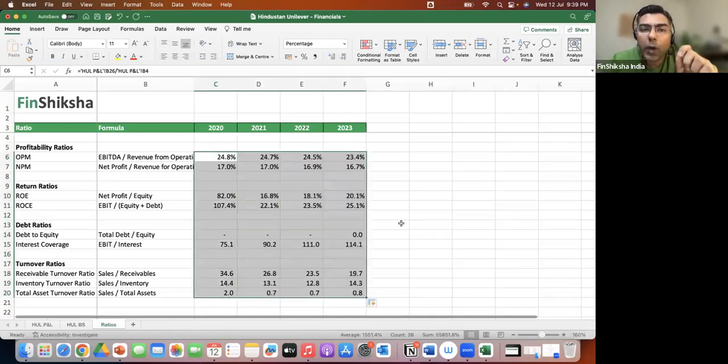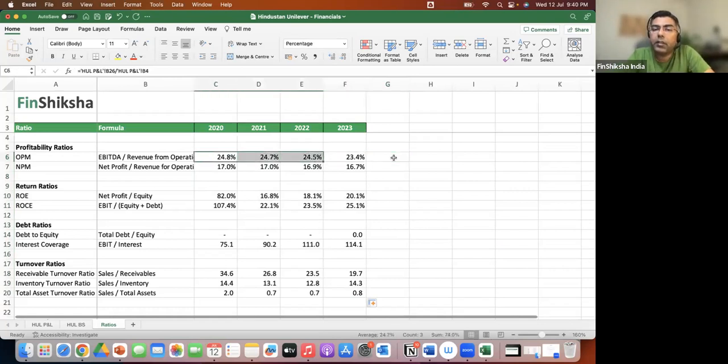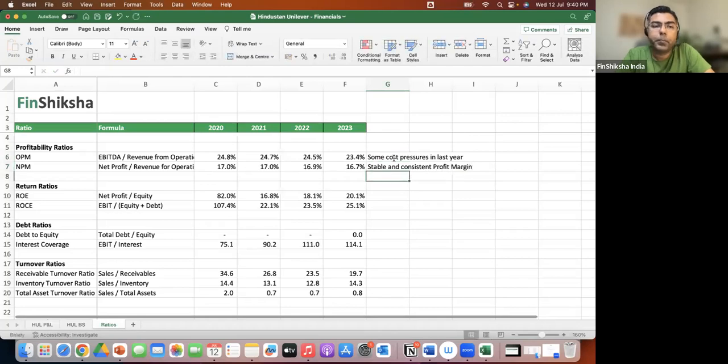So you will see one by one, the core for anybody who's analyzing statements is not really calculating these statements. The core is now going and digging into what's really happening. You will note remarkable consistency in operating margin for the first 3 years. Last year seems to be some cost pressures. Stable and consistent profit margin, right? Profit margin looks good. Net profit margin. They seem to be making that 16.7 to 17%. Again, minor dip in the last year, but not really a very meaningful number.